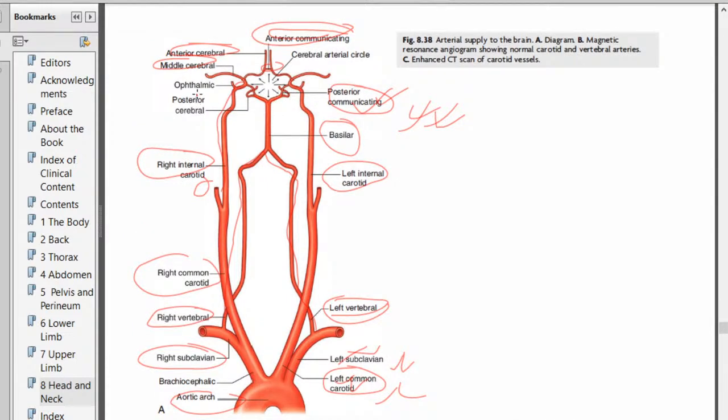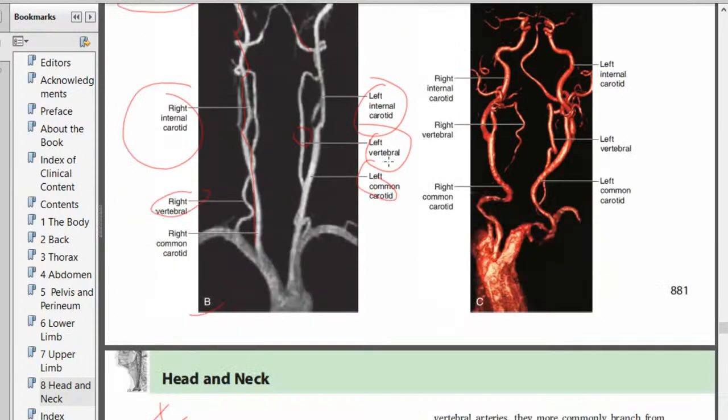So yes, this is the posterior cerebral artery, right here. These are the posterior cerebral arteries. Okay, there was a mistake in my understanding. The posterior communicating artery connects the posterior cerebral artery with the internal carotid artery.